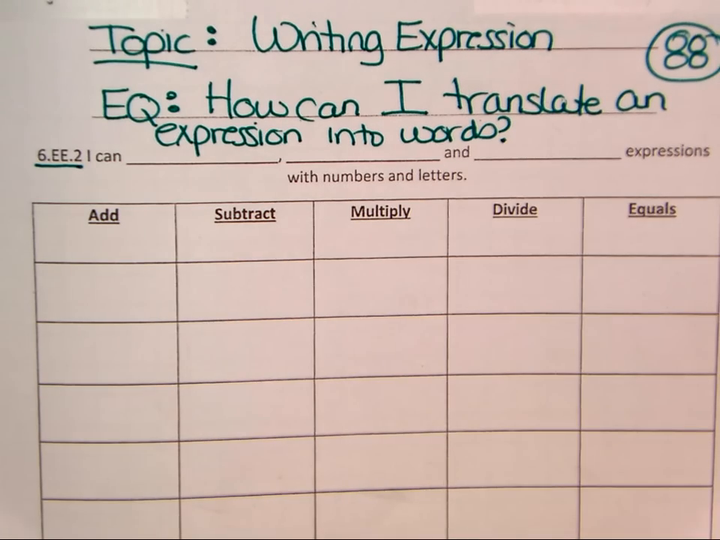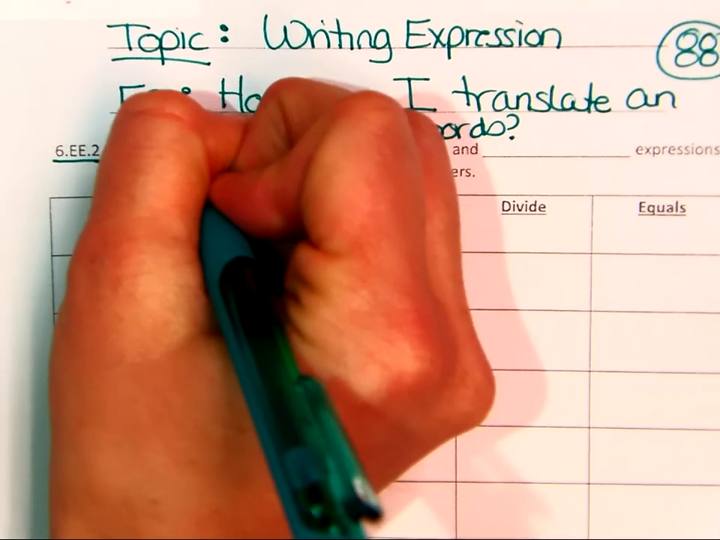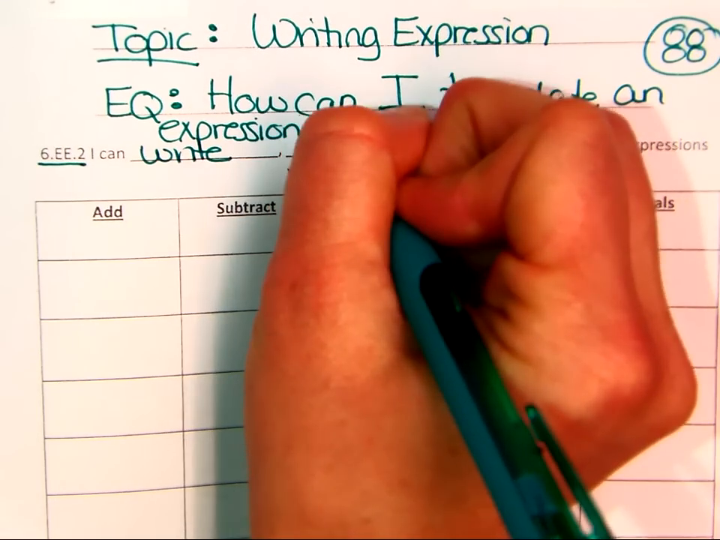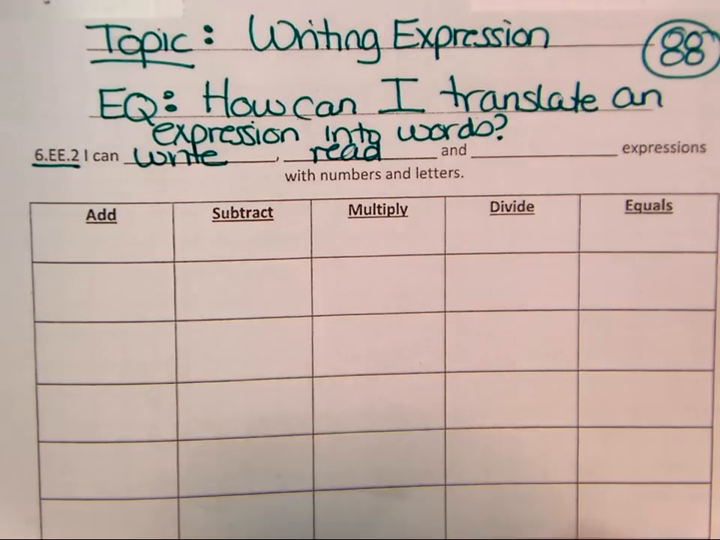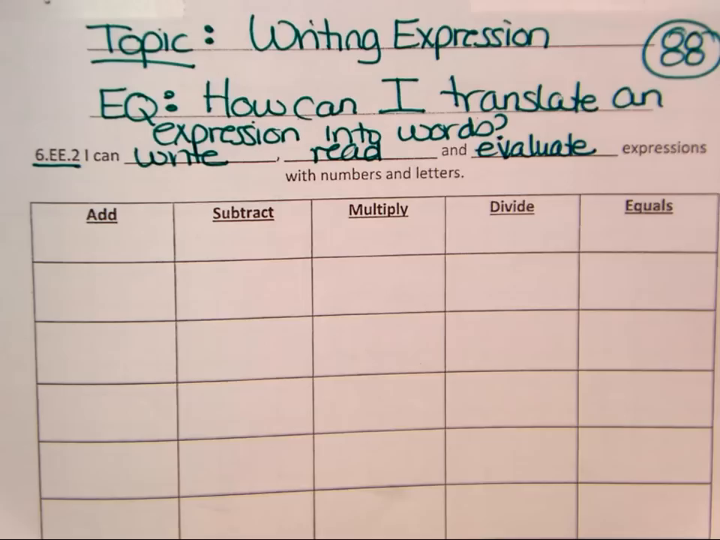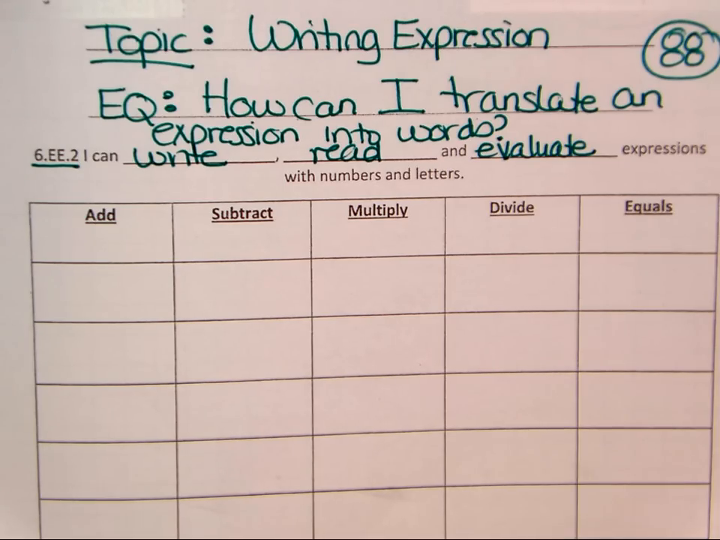With this standard, you know you have successfully done the standard if you can write, if you can read, and you can evaluate. And remember, evaluate is just a fancy word for solve. If you can write, read, and evaluate expressions with numbers and letters. And recall that we call letters, when they're in the form of an expression or an equation, variables.